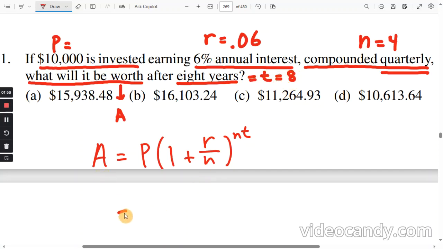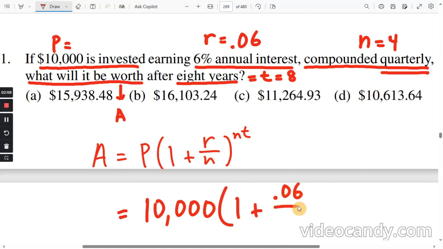All right, so we're trying to solve for A. The principal amount is 10 grand times the quantity of 1 plus the interest rate, which is 0.06, divided by 4. The way I remember this formula is that the interest rate always has to be divided by the number of compounding periods, because it's 6% annually. But if it's compounded quarterly, you need to divide it by 4. And that is times N, which is 4, times T, which is 8.